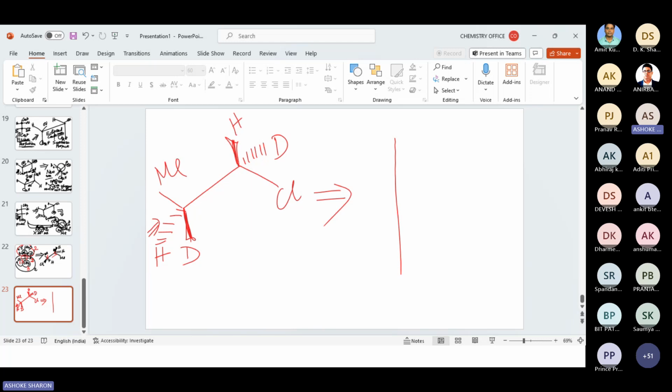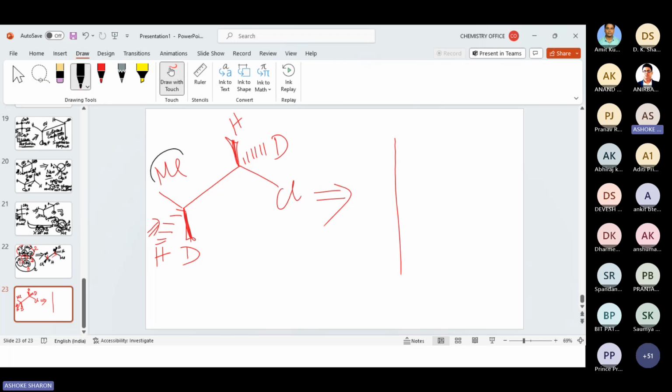So I am drawing this as a Fischer projection formula. I am moving this methyl group to that particular direction because you have to make a line. So your methyl is coming here. Whatever group is up will be shifted to the reverse direction. Which group is there? Deuterium is there. Deuterium will be shifted to the left side.